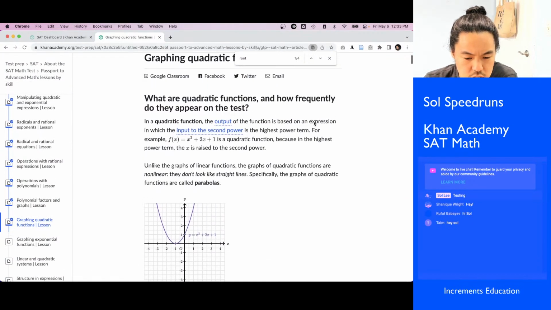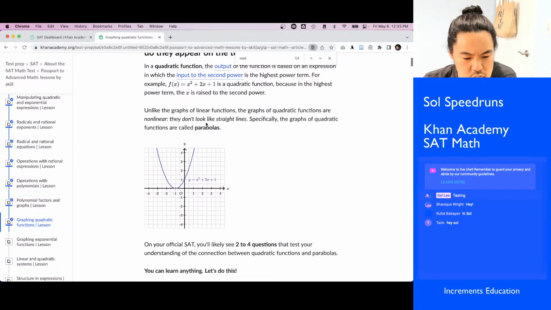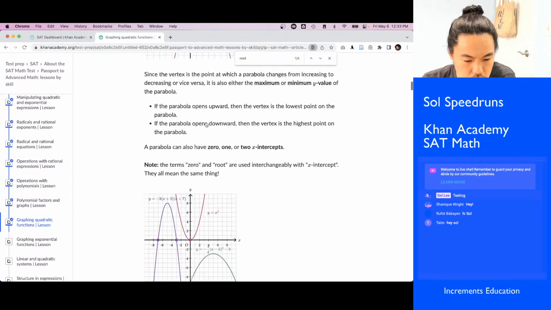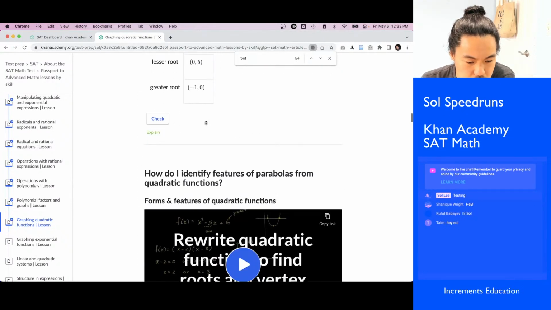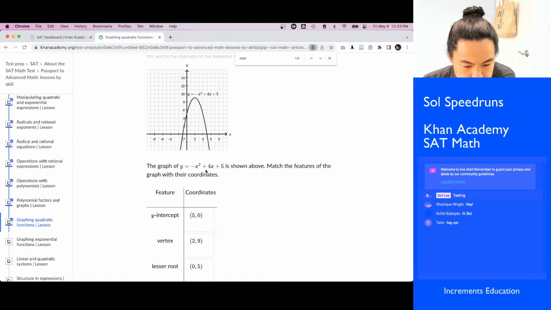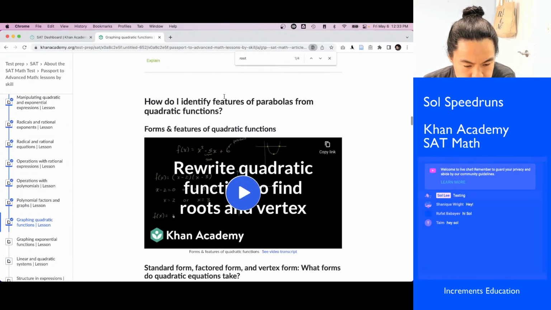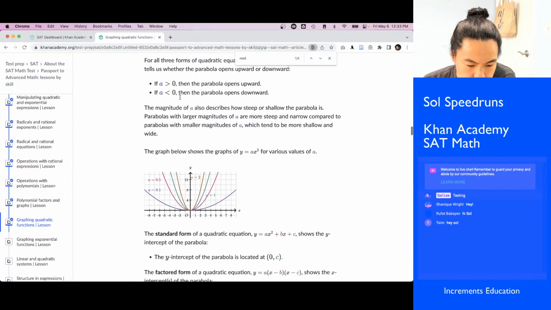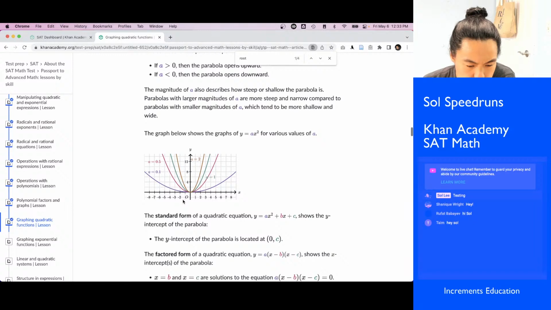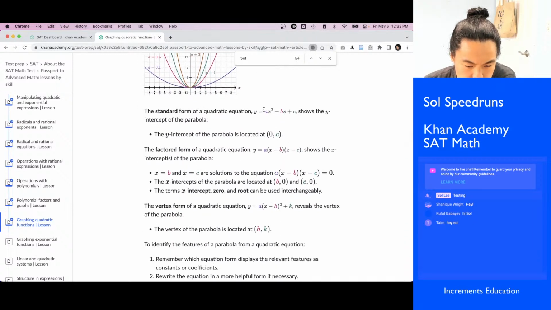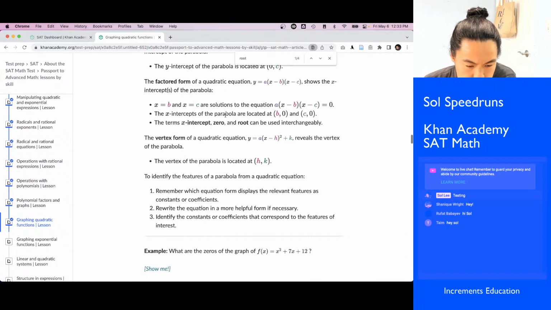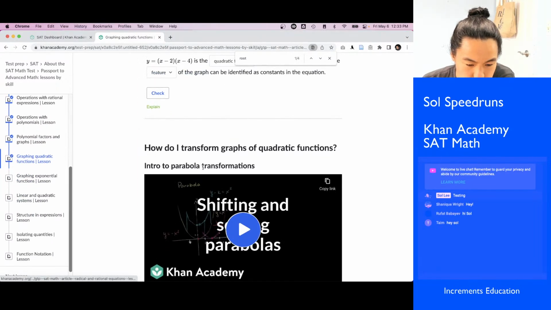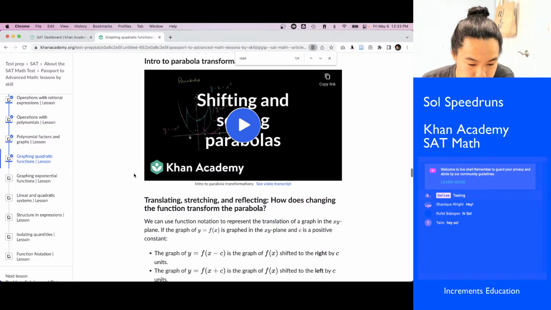Graphing quadratic functions. Parabolas. Well, come on, man. I think we're good with this, man. I've already kind of gone over. Okay, so standard form just tells me the y-intercept, right? Factor. Yeah, we kind of went. Yo, these chapters are a little repetitive, yo. Shifting, that really messed me up on March because it took me forever.